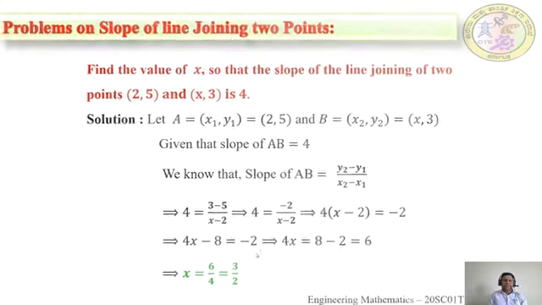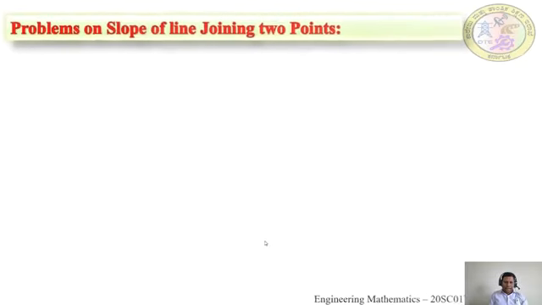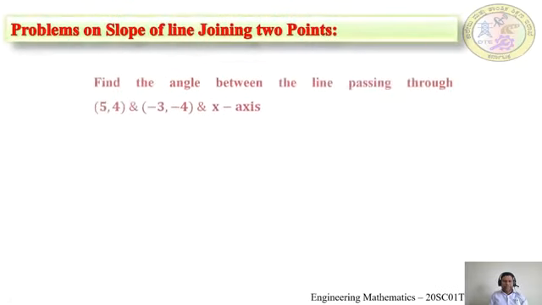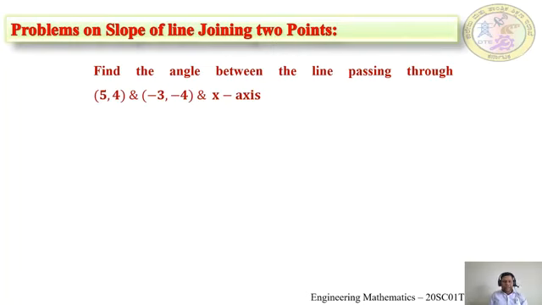Okay, then similarly we will find theta. In this problem we learned how to find x. In the same type of problem, they have asked to find theta. Find the angle between the line passing through (5, 4) and (-3, -4) and the x axis. Find the angle between the line.